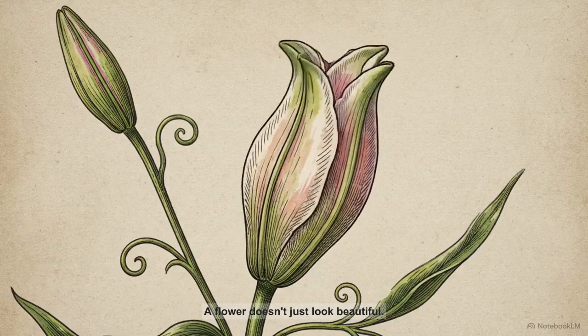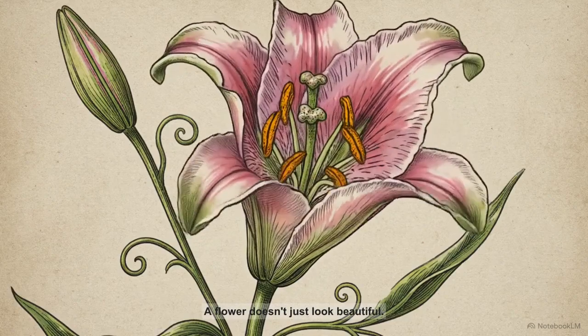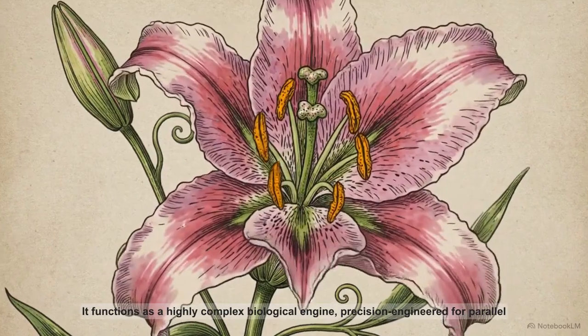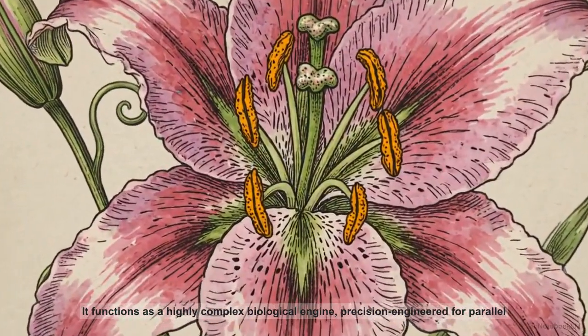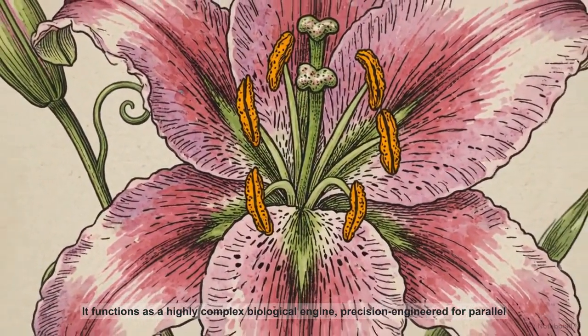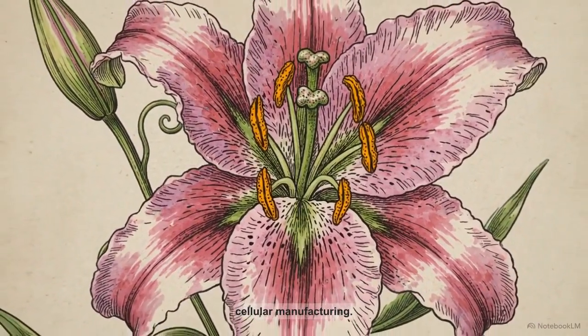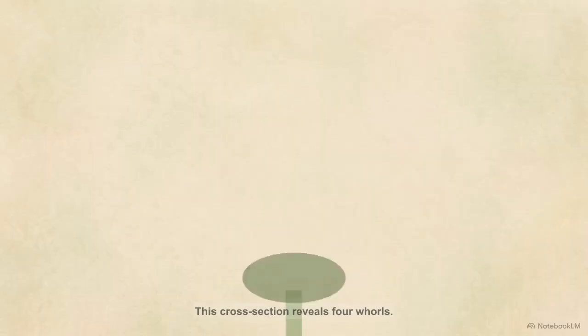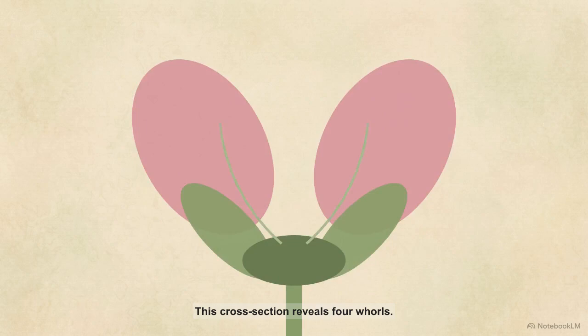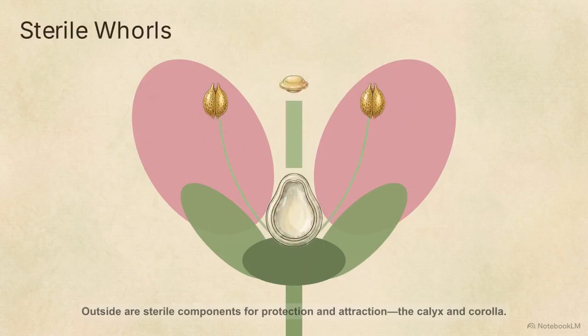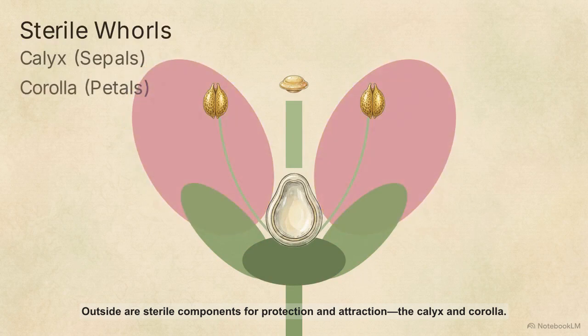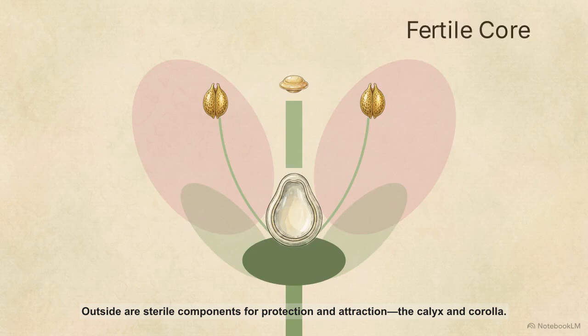A flower doesn't just look beautiful, it functions as a highly complex biological engine, precision engineered for parallel cellular manufacturing. This cross-section reveals 4 whorls. Outside are sterile components for protection and attraction, the calyx and corolla.